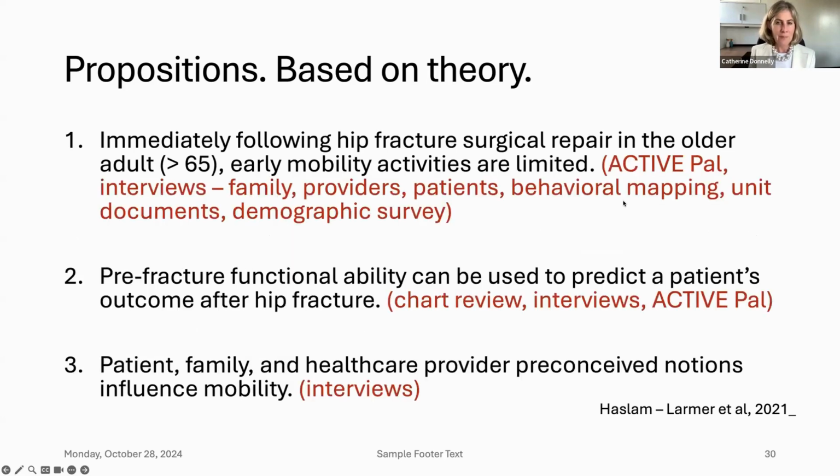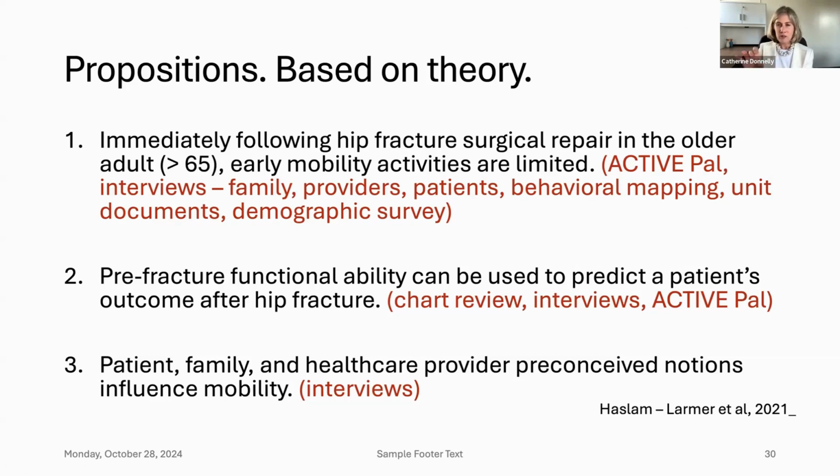So she collected a very large amount of data. She did interviews, chart audits, chart reviews, and interviews with providers, patients, and families. She used something called the ActivPAL and also behavioral mapping, and actually observed people's movements and watched activity trackers. She also looked at unit documents. Again, this is the challenge, particularly as a PhD student, or really for anyone: how to grapple with the data and make sense of the data.